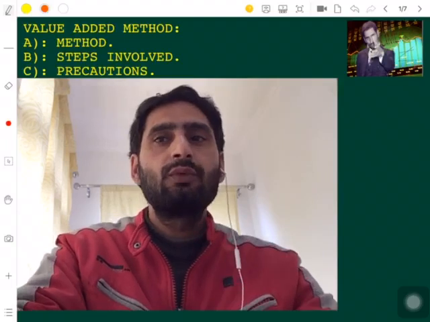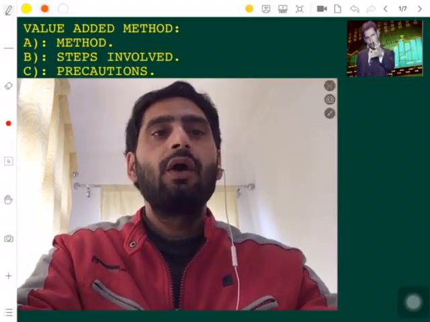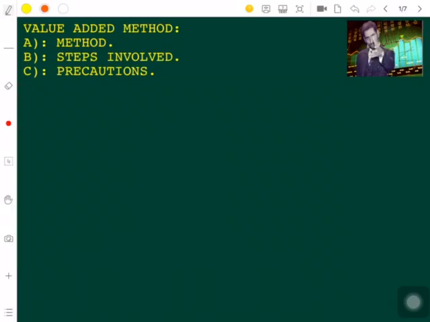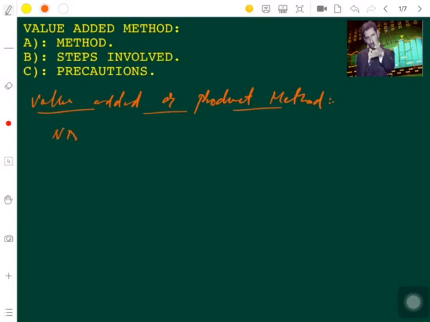So dear students, here we start with our measurement. We will start with the method in itself, what the method is. When we talk of the value-added or the product method, it has come from the production method. Under this method, domestic income is first calculated. When we say domestic income, that means NDP at factor cost. So domestic income has to be calculated first.